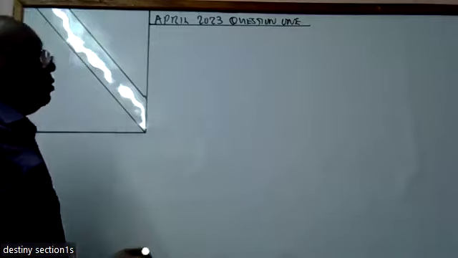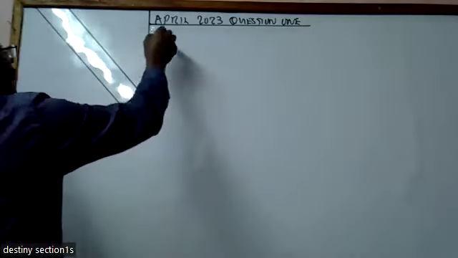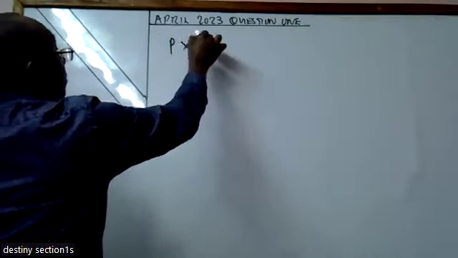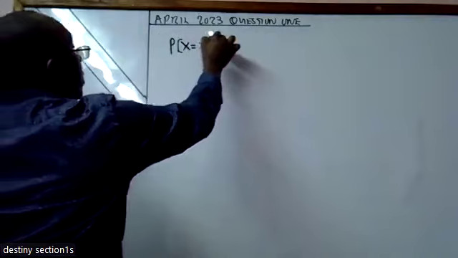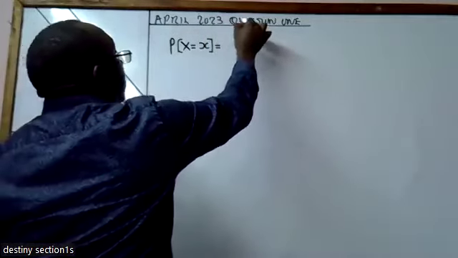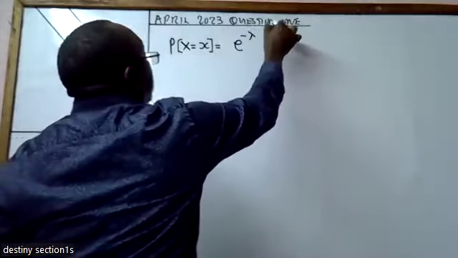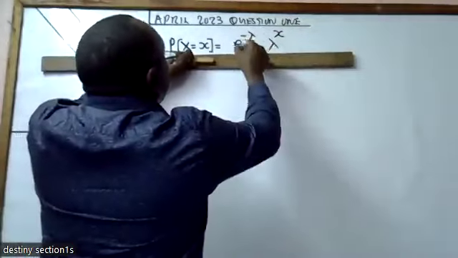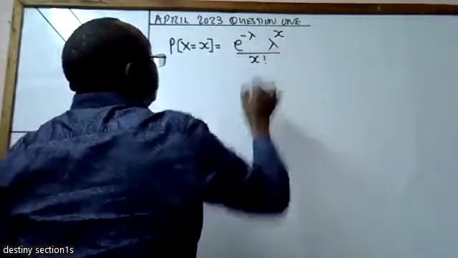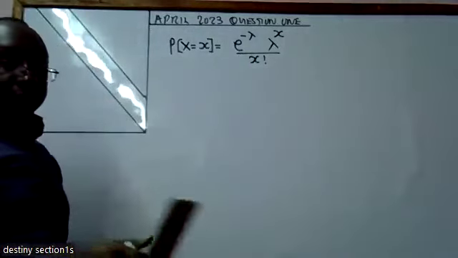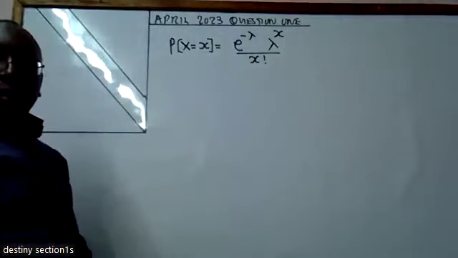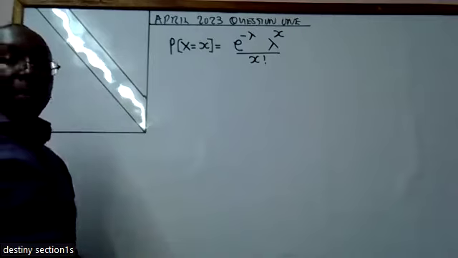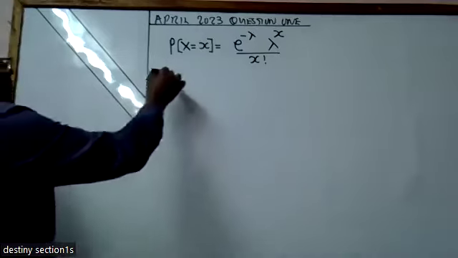So with Poisson probability distribution, first of all, we write the formula. The probability that X capital is equal to X small, we know is given as e raised to the power minus lambda, then lambda raised to the power X, and then you divide by X factorial. So lambda is the mean.